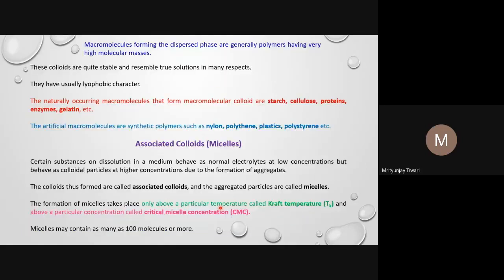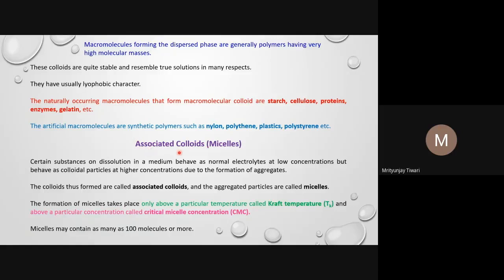This polymer can be a biological polymer or can be a synthetic polymer. Biological polymers, we know what are the biological polymers. This can be starch, cellulose, proteins, enzymes, gelatins, or the synthetic polymers could be nylon, polythene, plastic, polystyrene, etc.